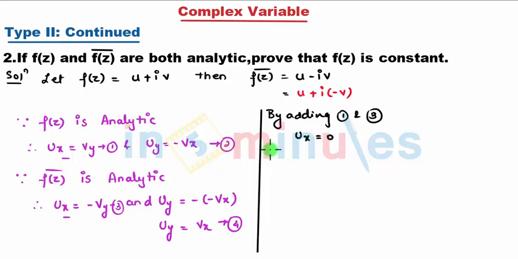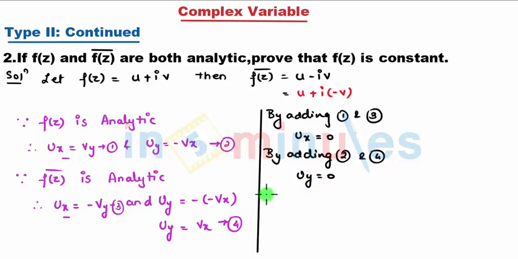In the same way, by adding 2 and 4, I get uy is equal to 0. So understand, students, when the differentiation is 0, that means u, which depends on x and y, will surely be constant, because when the derivative comes to be 0, it should be constant.